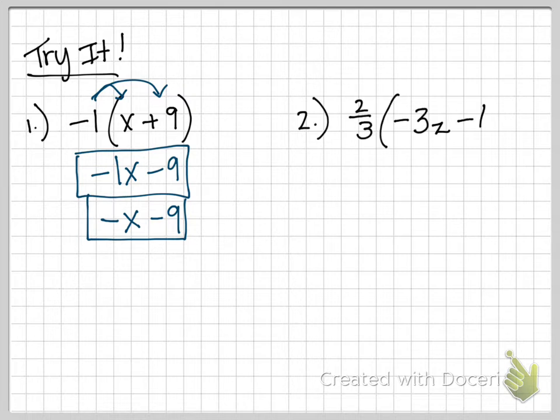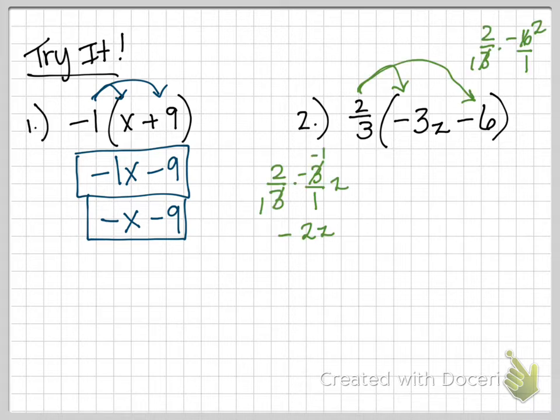Okay, last one. One with the fraction. Let's try this in our notes. 2/3 times the quantity negative 3z minus 6. Vika, work it for me. What'd you get? Negative 2z minus 4. Good. Negative 2z minus 4. That is correct. How did we do?